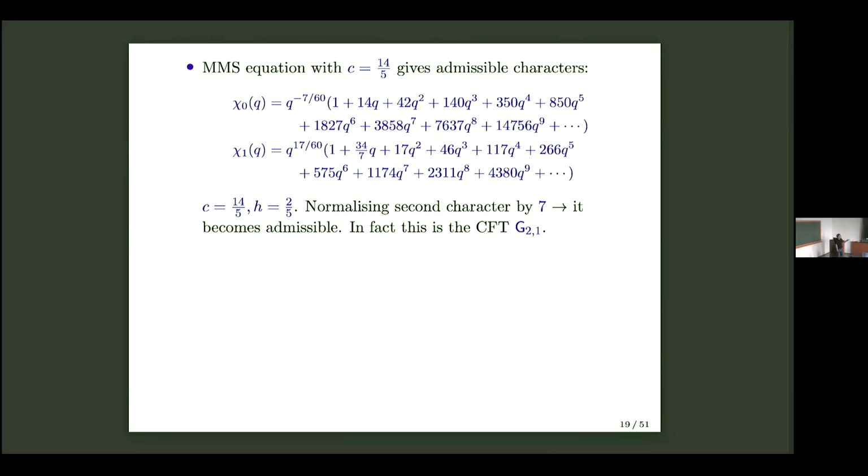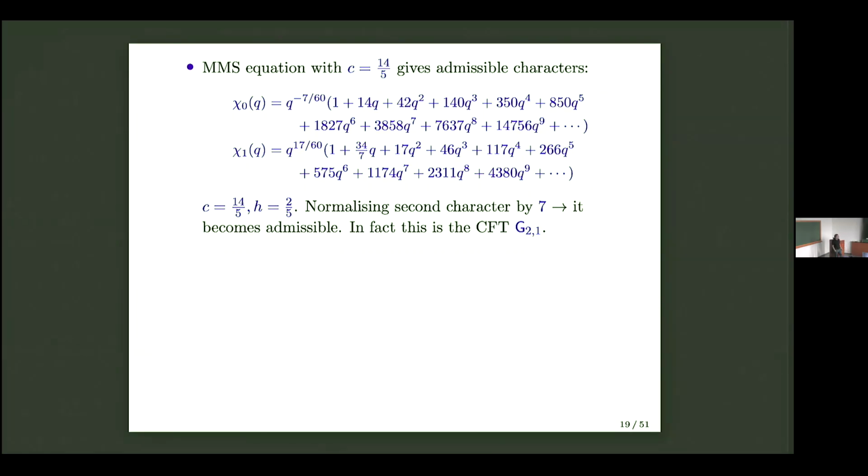This is the solution we get order by order. And you can do this to any order you like. And notice that the first one is completely integral all the way. You can calculate as high as you like, and it's integral. The second one, not so much. There's a 34 by 7 here. Everything else is integral. Only that term has a denominator. But if I normalize this by 7, so I start with 7, then it turns out everything is integral.